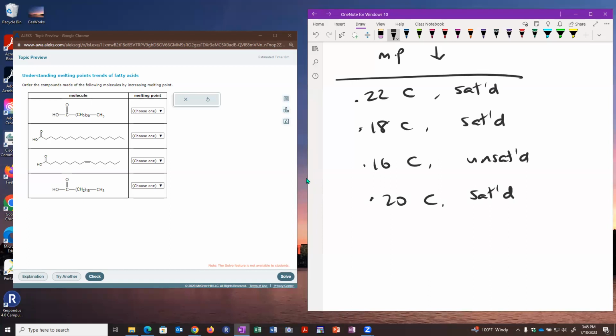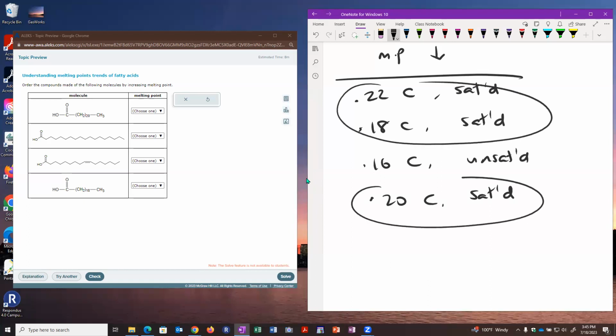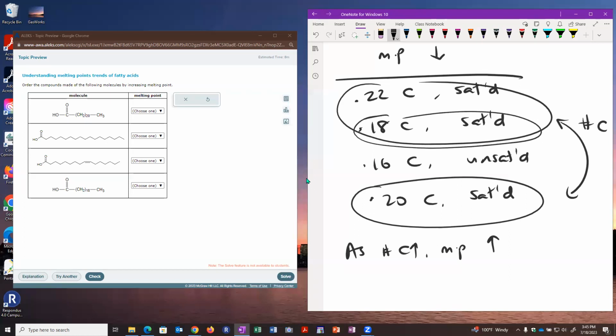So right away, we can see that there are 3 of these that are saturated. And the only difference between them is the number of carbons. Okay, so we said that if you're comparing those 3 that are saturated, as the number of carbons increases, the melting point is going to increase as well. So out of these 3, the one with the 18 carbons is going to have the lowest melting point. The one with 22 is going to have the highest melting point. And then the 20 is going to be sort of in the middle.